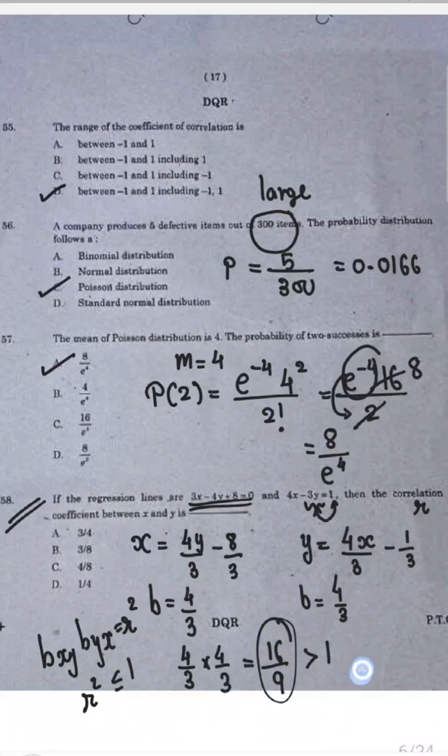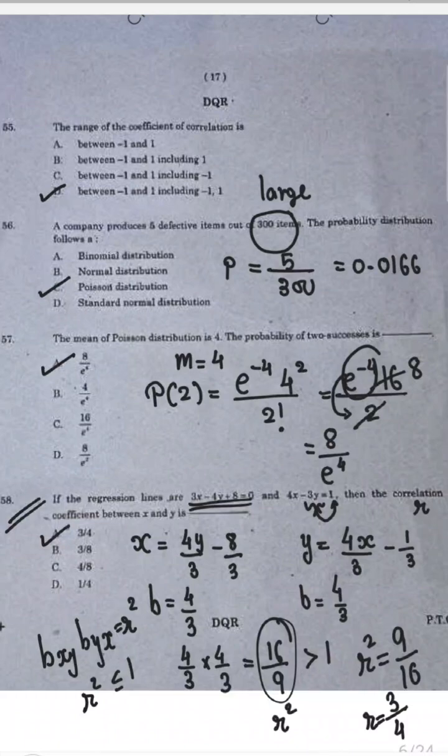So don't worry. The answer is nothing but the inverse, the reciprocal of it. The answer of r square is 9 by 16, since this was the r square value, which is always less than or equal to 1. So if that is not the answer, the inverse is the answer. So r square is 9 by 16, so the r value must be 3 by 4. The answer is option A.